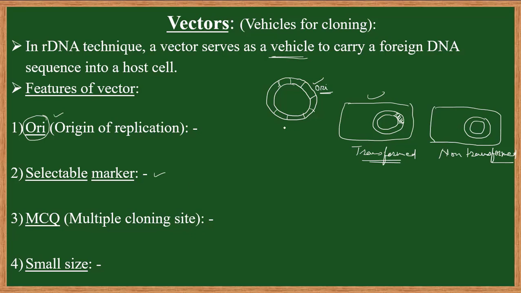And the last one is small size. If the vector has a small size, then it is easy to transfer into any host cell, to enter. Suppose it is small, then we can easily enter into the host cell. There are multiple techniques for how to transfer, which we will see now.